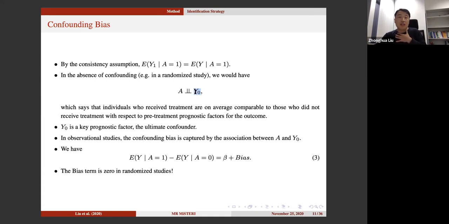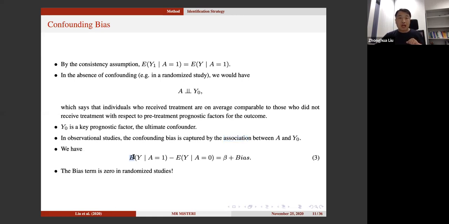The independence between A and Y_0 holds in a randomized study, but in an observational study, in the presence of confounding, A and Y_0 are not independent. They are associated, and this association is the confounding bias. So in observational studies, the confounding bias is captured by the association between A and the counterfactual outcome Y_0. The key observation here: how do we measure the association between the treatment and the outcome? There are several scales. You can measure it on an additive scale, a multiplicative scale, or other ratio scales. Here, we will measure the association between A and Y_0 on the odds ratio scale. This is one key point.